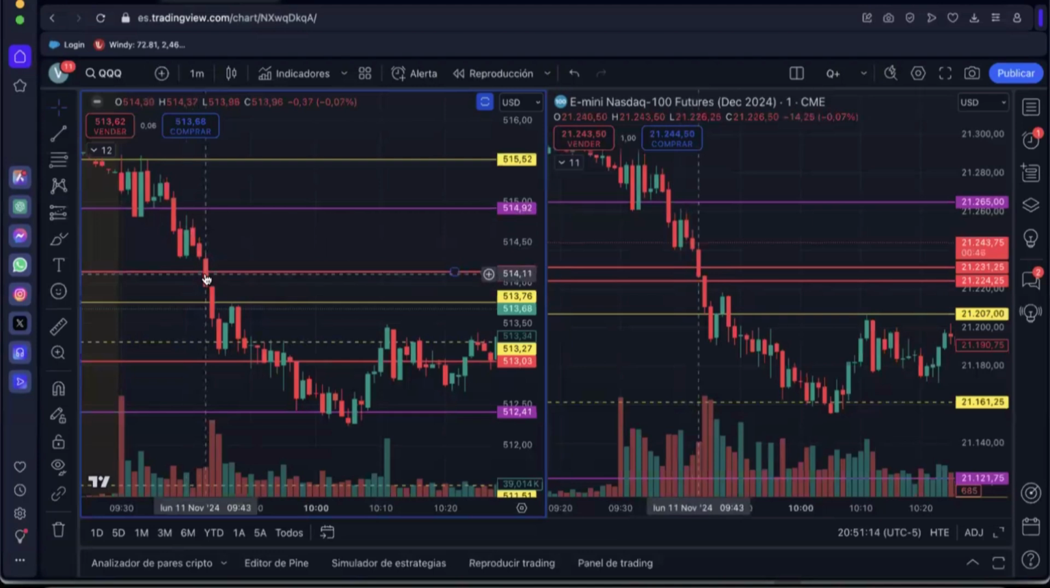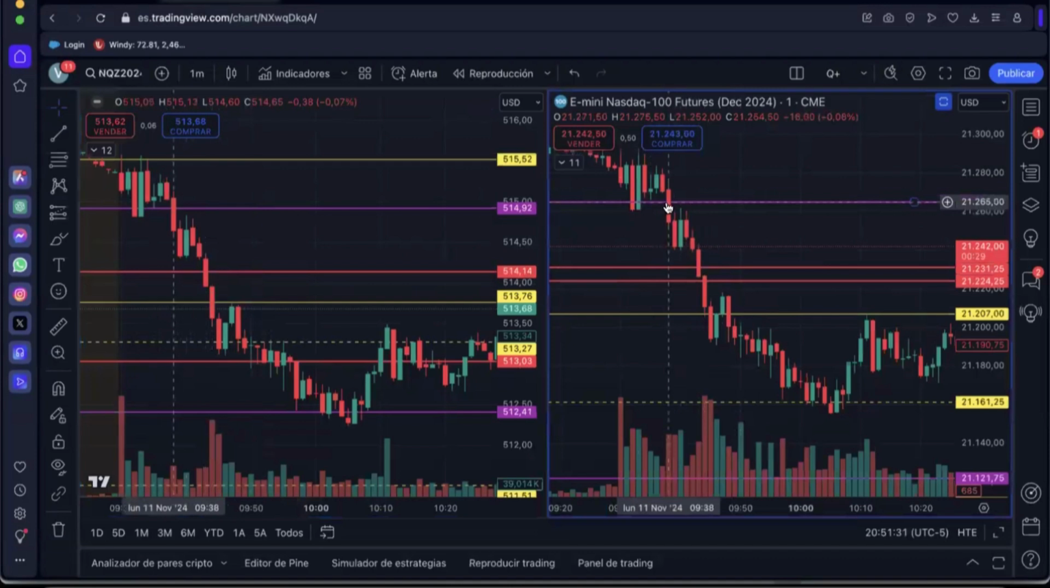You see the move from purple to red. That's a little secret, guys. Don't forget purple to red, especially at opening. Look at NQ. You see, from purple to red. You see? Oh, chat. Okay, let me see the questions.